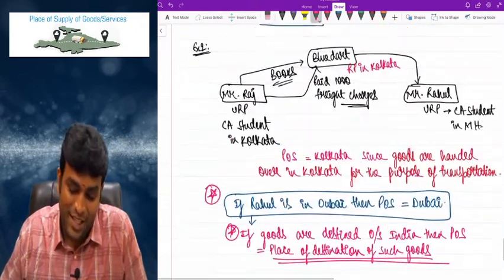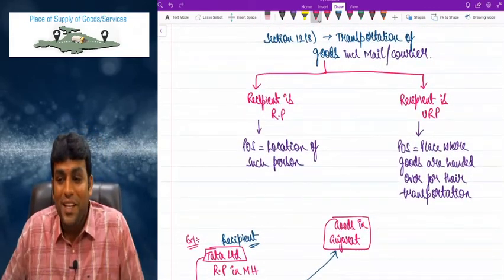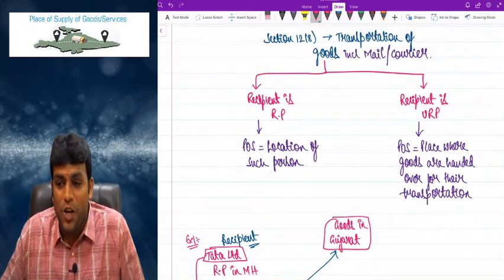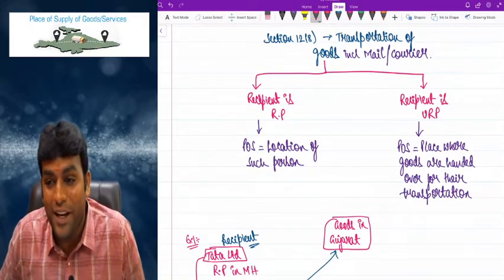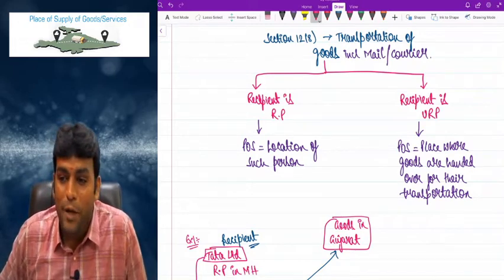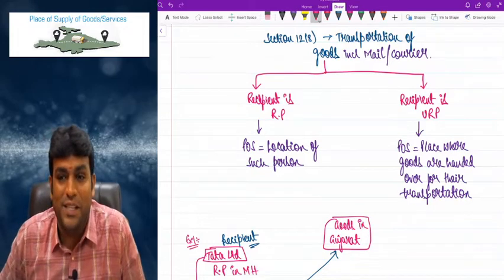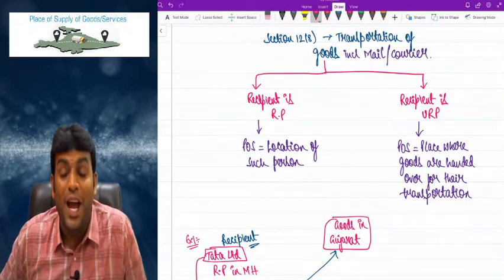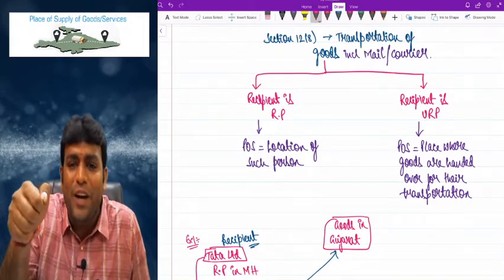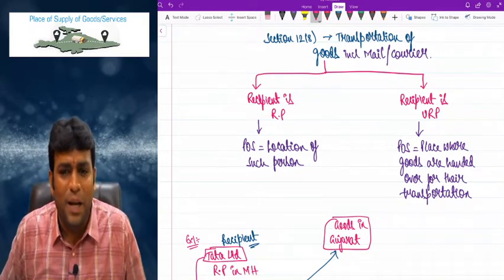Clear? Done. Take this point, come on. Write down the story of 12.8. Service by way of transportation of goods, including mail or courier, where law clearly told if receiver is registered person, POS is location of such person. But if receiver is unregistered person, POS will be the place where goods are handed over for their transportation. Such a brilliant point.